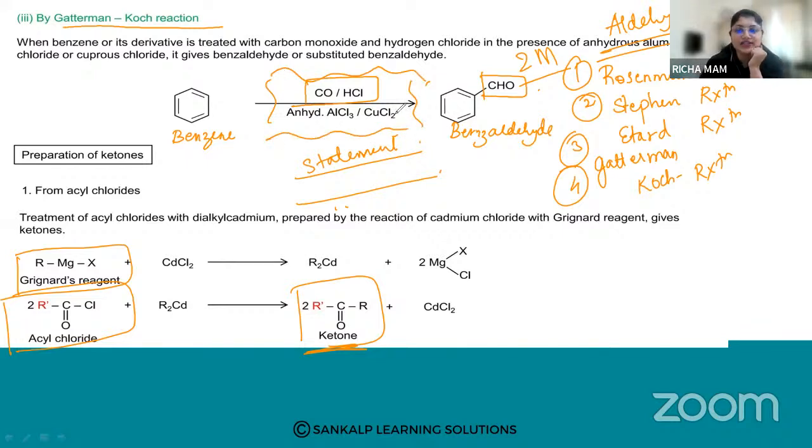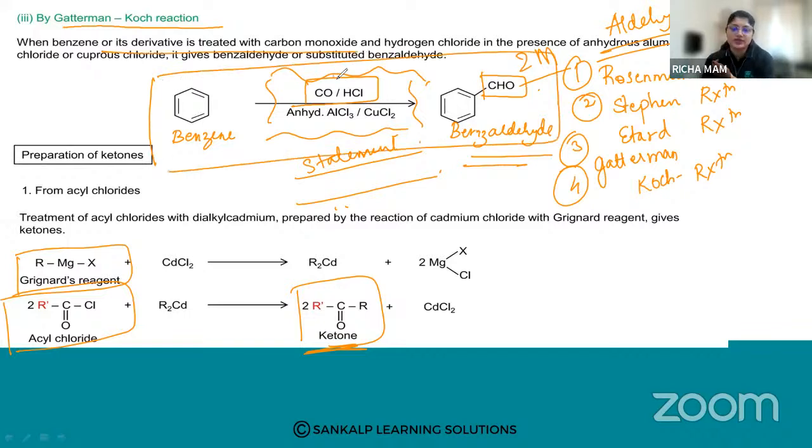How the Gattermann-Koch reaction takes place: benzene we are going to react with carbon monoxide and HCl in the presence of anhydrous aluminum chloride, or cuprous chloride, and we are going to get benzaldehyde. The same reaction you write, you have to explain in your own words. That benzene, we are going to treat it with carbon monoxide and hydrochloric acid in the presence of anhydrous aluminum chloride or cuprous chloride, and we get benzaldehyde. So this is the Gattermann-Koch reaction.